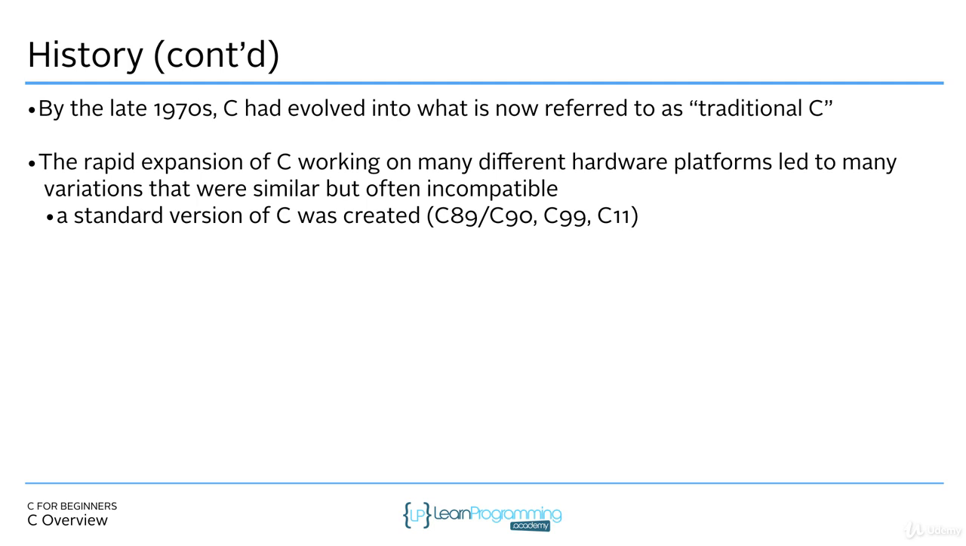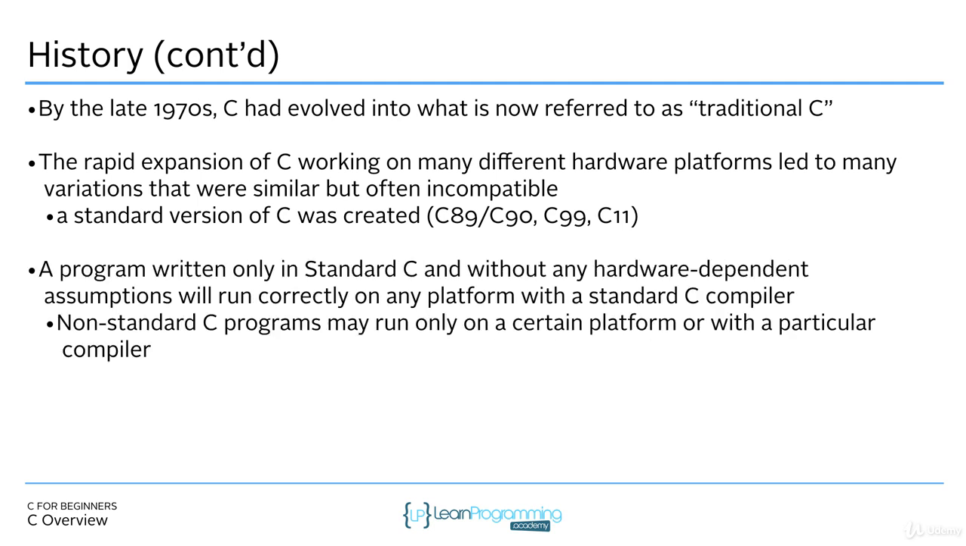Just like there's a Windows 10, a Windows 8, a Windows 7, there's different versions of C. There's C89, C90, C99, and C11. And this basically represents the years, 1989, 1990, 1999, and 2011. So there's standard versions of C. A program written only in standard C and without any hardware-dependent assumptions will run correctly on any platform with a standard C compiler. It's always important to have standards.